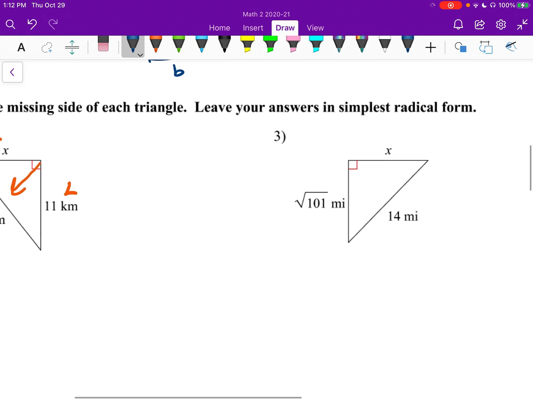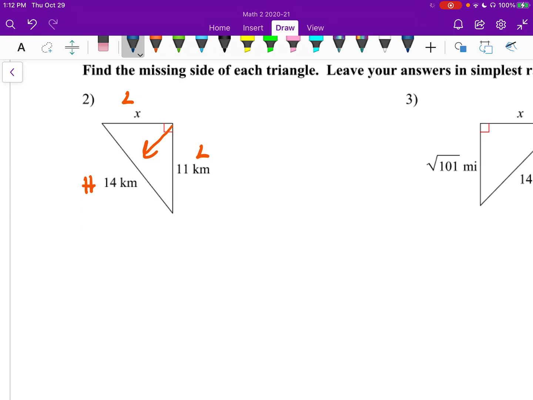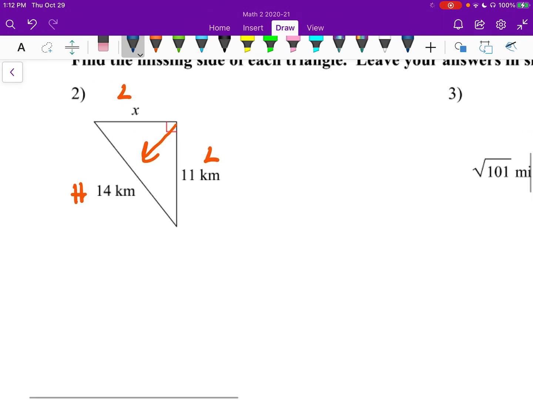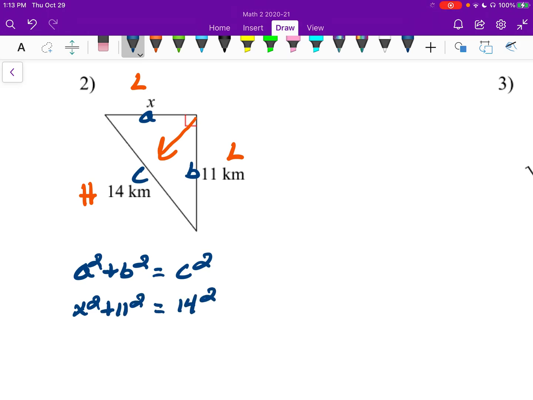Also, the directions say leave your answer in simplest radical form. So we don't want to type in the root into the calculator. We want to make sure that we leave the root there. It's going to be precise. It's going to be 100% correct, right? We're not going to have to round at all. So let's look here. We could call this leg our A, and then B and C. So we're going to have A squared plus B squared equals C squared. And I'm just going to plug into that. So I'm going to have x squared plus 11 squared equals 14 squared.